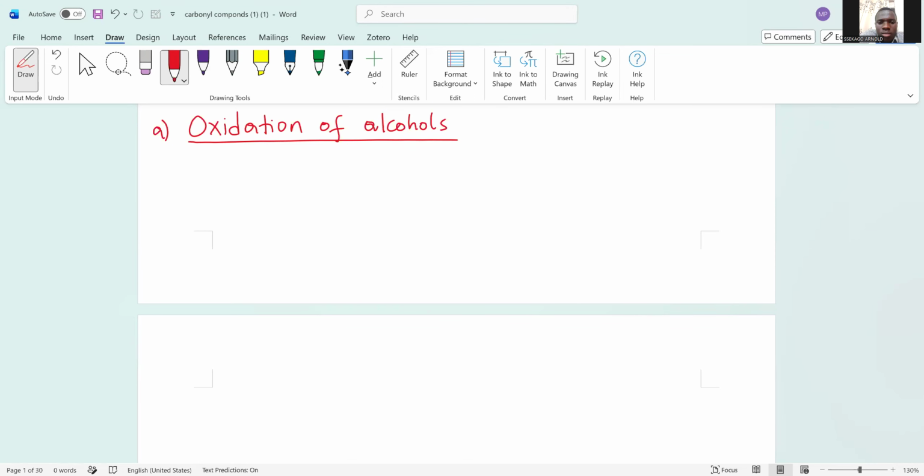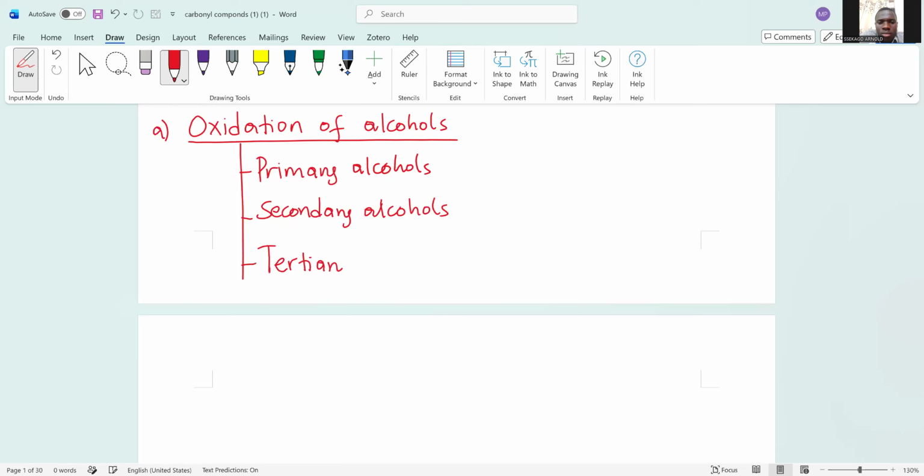So we start off with oxidation of alcohols to carbonyl compounds. Now there are three classes of alcohol. We have primary alcohols, then we also have secondary alcohols, then we also have tertiary alcohols. Those are the three classes of alcohols I am referring to.